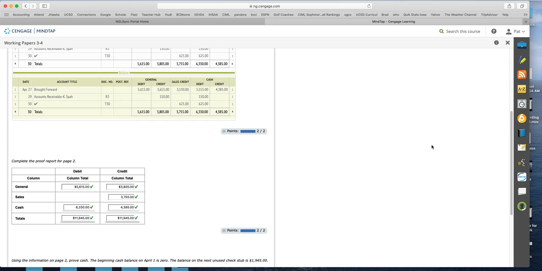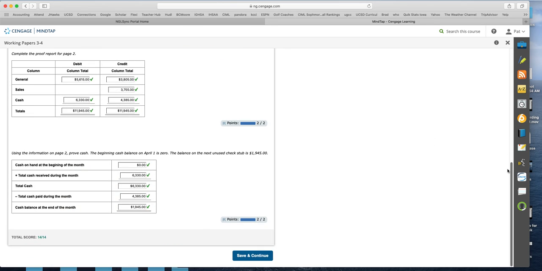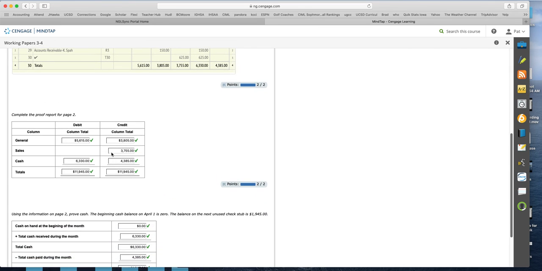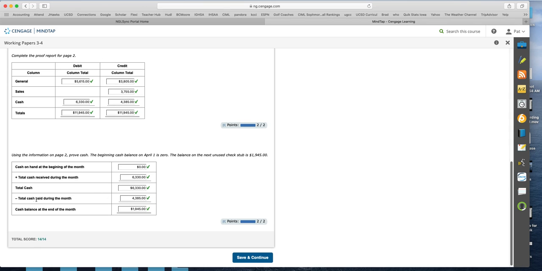When you're done with this, I don't know why it's jamming, sorry. The last part of the problem is proving cash. So you get a couple of these numbers from the directions. 0 comes from the directions. We started the month out. Now, that won't always be the case. They might have some cash balance. Total cash received during the month. What number is that? If you remember from our notes, it said cash debit next to it, which we have cash debit here. So we write 6,330. We add that to 0. We get a total. And then it says minus total cash paid during the month.